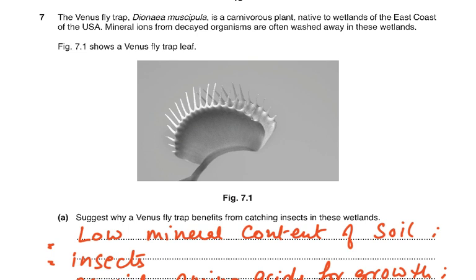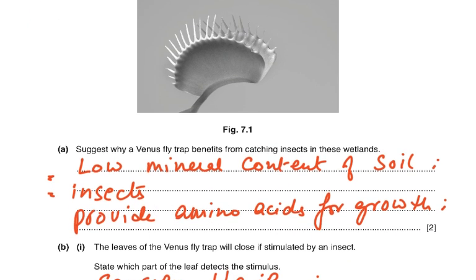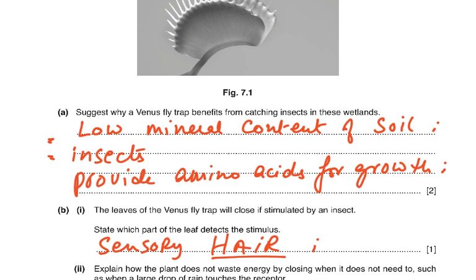And then coming to the last question, question 7. The Venus flytrap is a carnivorous plant native to wetlands of the east coast of the USA. Mineral ions from decayed organisms are often washed away in these wetlands. Figure 7.1 shows a Venus flytrap. Suggest why a Venus flytrap benefits from catching insects in these wetlands.